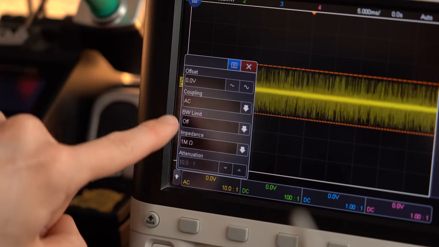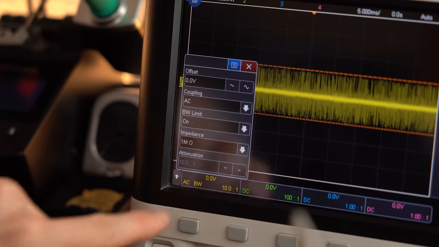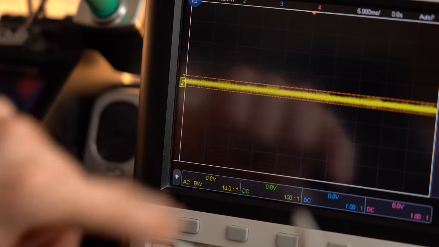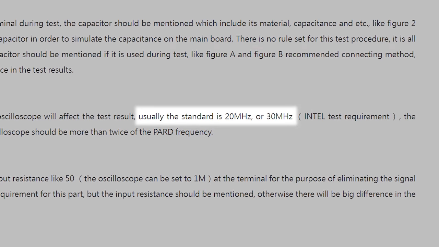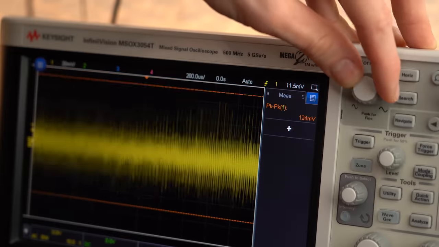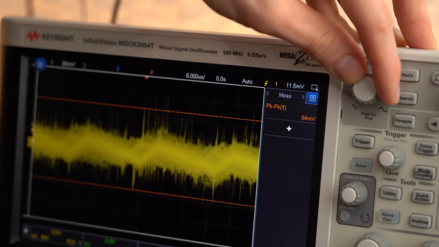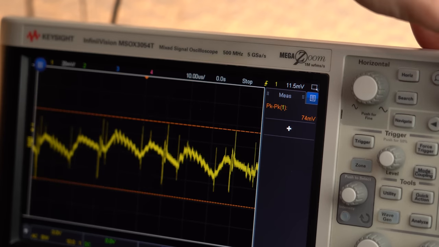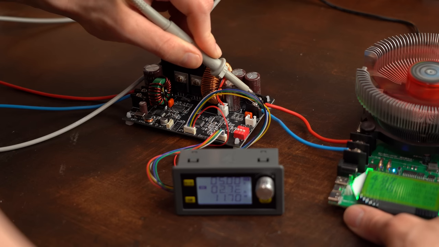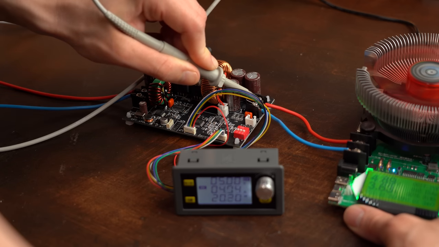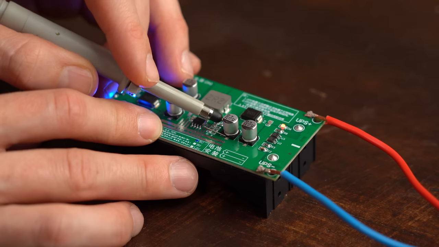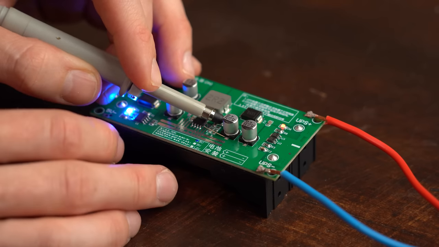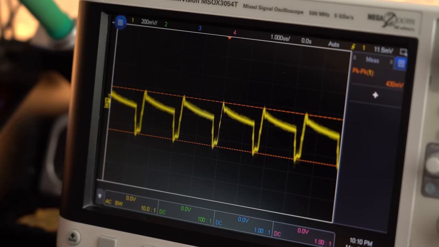But we're not done here, because I also forgot to limit the bandwidth of my scope to 20 MHz, which is the industry standard when measuring noise. And now we can see that there really was no big noise problem to begin with. I simply made a mistake. So big apology to this low-cost, beefy power supply board here, which I can now fully recommend if you're looking for something like this. But do not worry, even when measuring correctly, the second board still features lots of noise slash ripple problems.